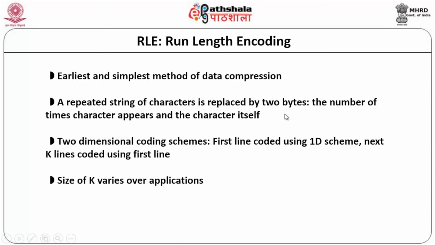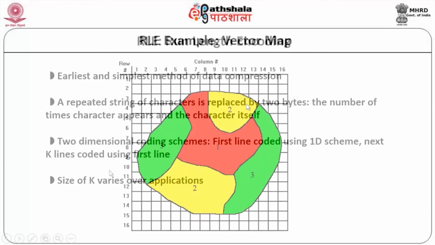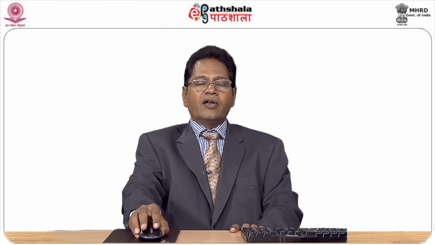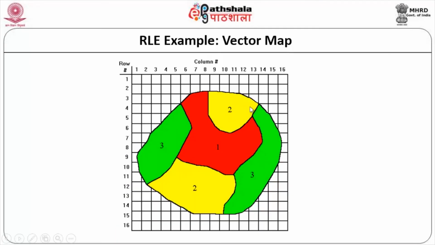It has got a 2-dimensional coding scheme. First line is coded using the 1D scheme, and then the next k lines are coded using the first line. Of course, this varies; the value of k varies for various applications. A simple RLE code or your vector map. So, you have this RLE code or the vector map. So, this is how it appears.